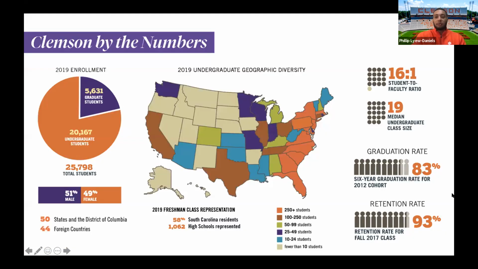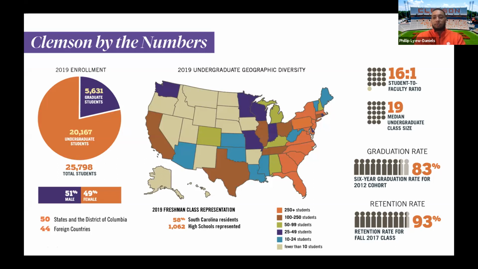So, Clemson by the numbers. One of the biggest things I get asked, and probably one of the most important things, is what does Clemson look like? Roughly we have around 26,000 students in total, a little over 20,000 of those making up our undergraduate population. We are 51% male, 49% female.